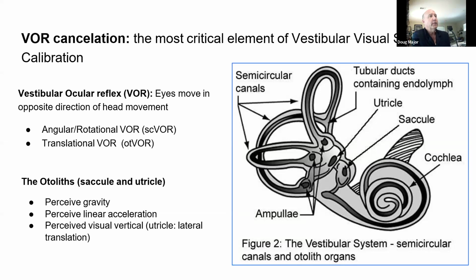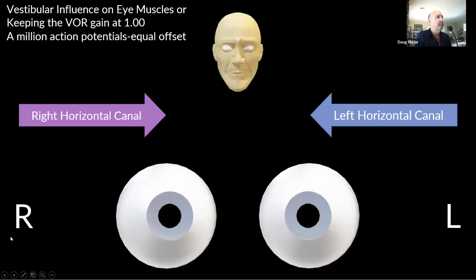So now we're going to talk about VOR cancellation. Again, the thing that does what? Gains down. It's such an important part of the calibration. And again, that cancellation can be angular or transitional or translational. And then in the otoliths, again, that perceived nature and acceleration and vertical elevating.